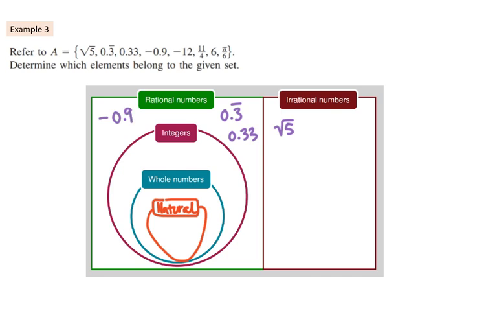Negative 12. So integers have negative numbers that are nice counting numbers, so we can put it in the integer section. 11 over 4, any fraction with integers on top and the bottom will be a rational number. 6, well, 6 goes all the way in here. It's a counting number. Remember, the natural numbers just start at 1. It's also a whole number, an integer, and a rational number. It's in all those sets. And then pi over 6. Anything with pi is going to be irrational. Okay, so hopefully that helps you.